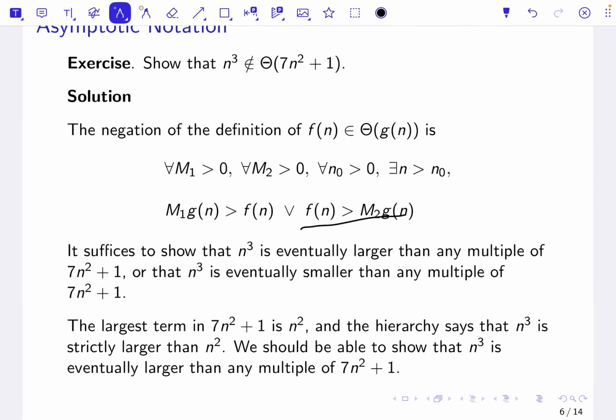So we have the inequality that we want to prove being n cubed strictly greater than m2 times 7n squared plus 1. And from there, it becomes more familiar. We're going to try to simplify this complicated side.